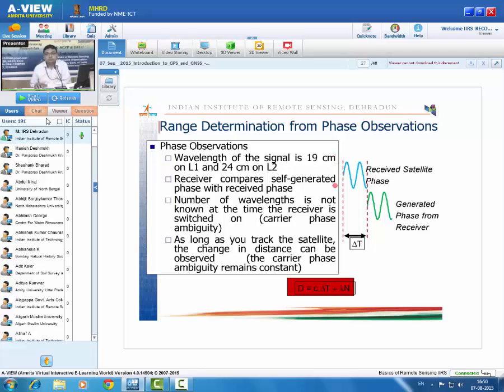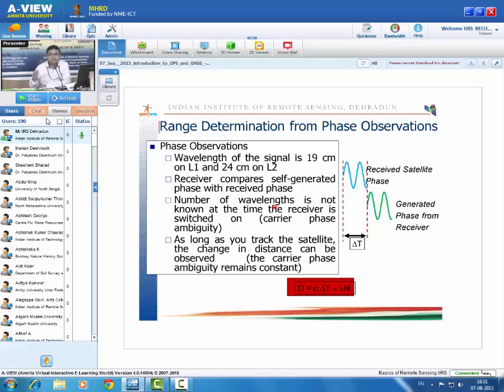These also use self-generated signals, as I was telling in case of the code solution, to compare the receiver and the satellite signal, and solve the clock bias problem. The equation here is being used to see the distance, that is the pseudo range between the satellite and the receiver, as c into delta t plus lambda times n. So n is the number of wavelengths which are there between the satellite and the receiver.